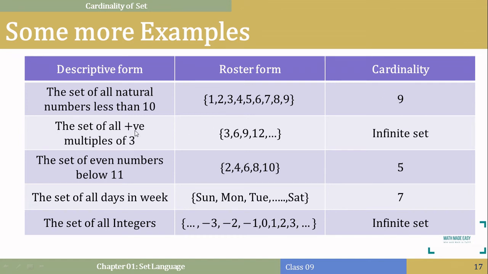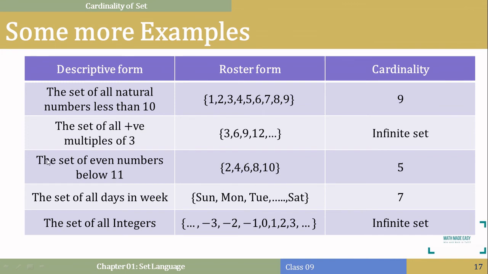Let's consider another example, the set of all positive multiples of 3, which is nothing but 3, 6, 9, 12. Note that any possible multiple of 3 can be included in this set. So, it's an infinite set. You can count up to hundreds, thousands, ten thousands, lakhs, millions, trillions, and to your desired level. So, it's an infinite set.